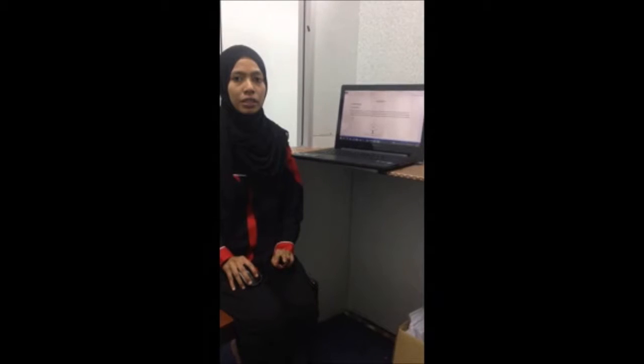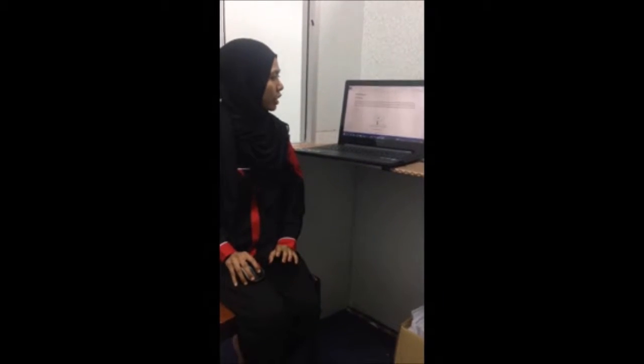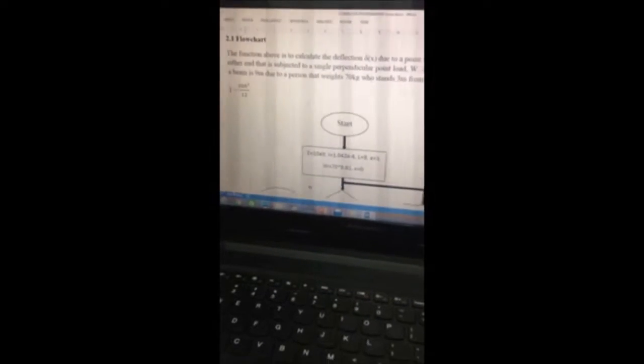For chapter 2, which is the methodology, I use two methods. The first one is a flowchart and the second is a C program. For the flowchart, I just assume the deflection along a beam with a length of 9 meters, and I assume the weight is 70 kilograms.